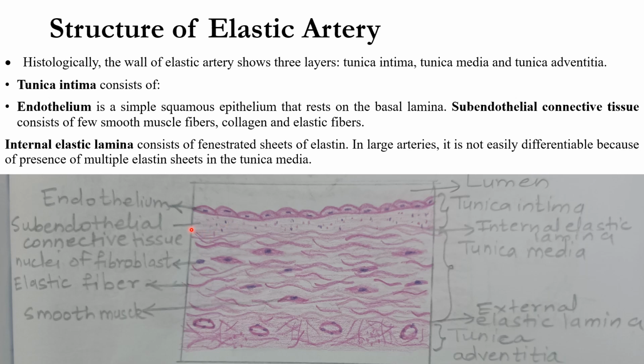And the third structure, which is not so distinct, is the internal elastic lamella. It is a fenestrated sheet of elastin. In large arteries, it is not distinct because in the tunica media also we have so many elastic fibers. So it will not be demarcated. That's why.